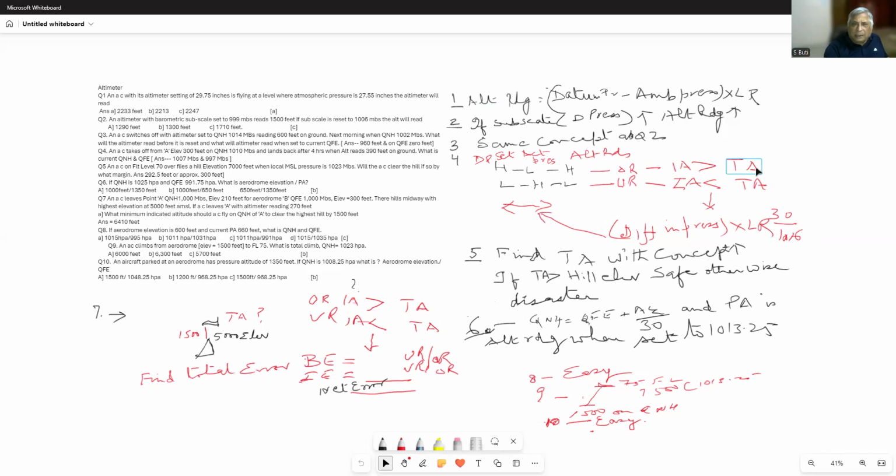And if your true altitude, that is in the next question, is more than the ground below you or the hill below you, you will cross it safely. And if your true altitude is less than the ground or the hill below you, then it could result in a disaster.